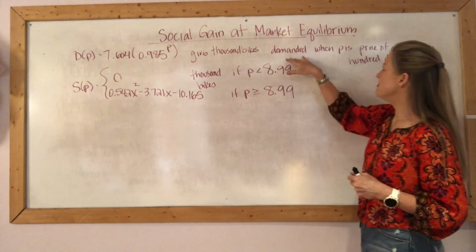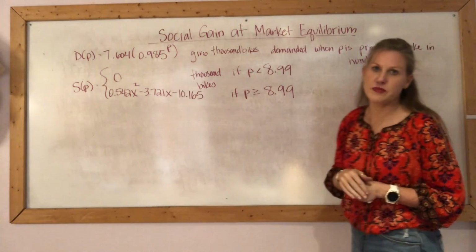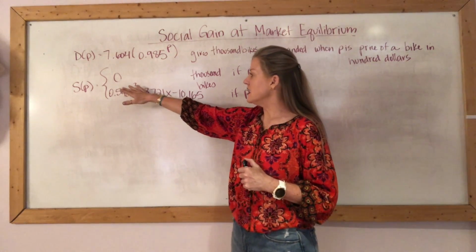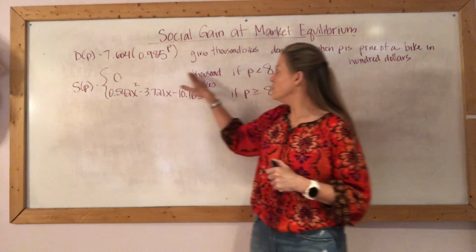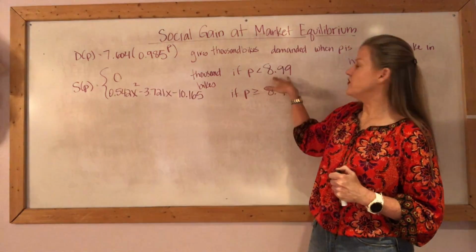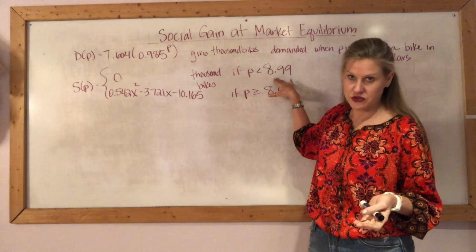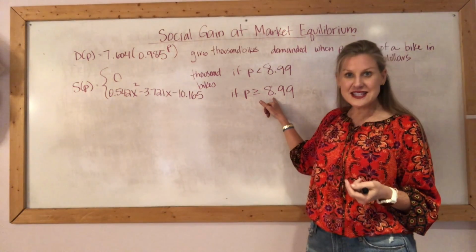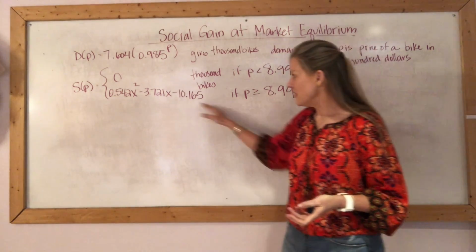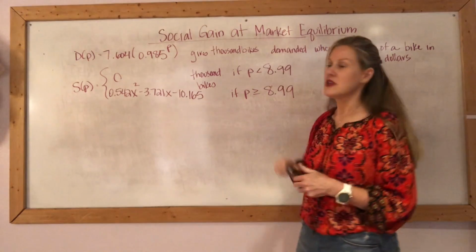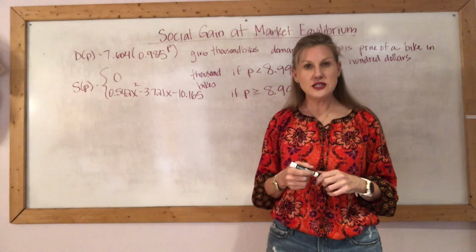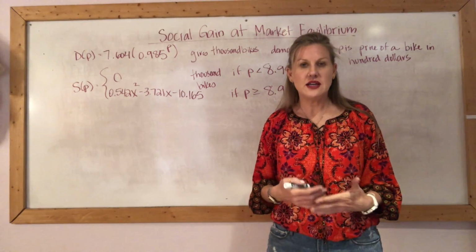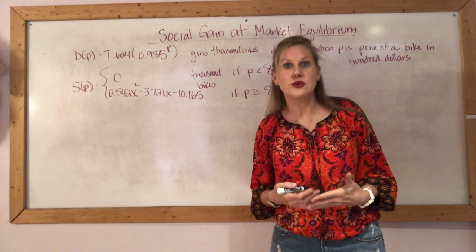The example that I came up with is a demand function that gives 1,000 bikes demanded when P is the price of a bike in $100. And my supply function says we will supply 0 bikes if the price falls below $8.99, same units. If the market will sustain at least $8.99, then they will supply that many 1,000 bikes. The first thing I need to do is find what is market equilibrium. Where is that equilibrium point or equilibrium price?